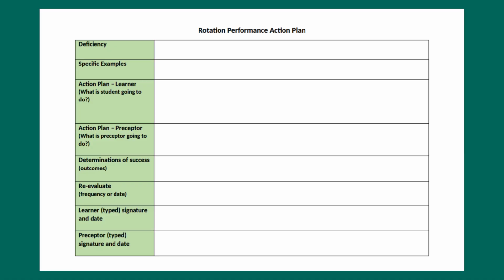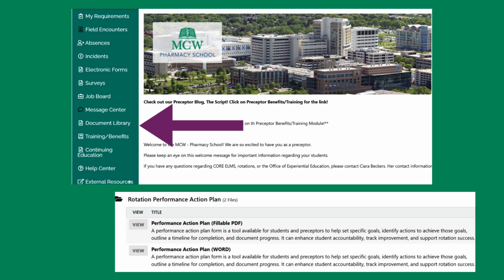We will walk through the Rotation Performance Action Plan, a simple, structured tool to support learners who are struggling. You can find both a Microsoft Word and editable PDF version in Core Elms in the document library.